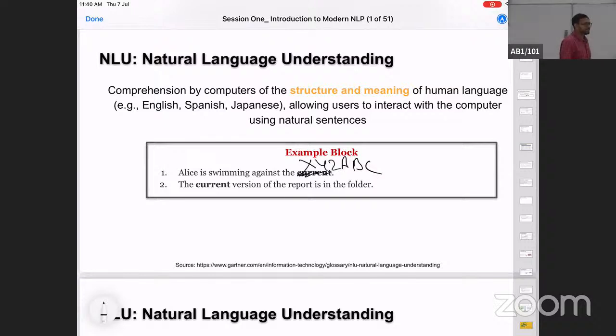Instead of saying current, I would just say I'm swimming against XYZ ABC. Now I will ask you the same question. What is the form of this XYZ ABC? So there is a verb here, which can be used as a context to infer the meaning of some other word. In our case, it is the word current. So this is how humans work.